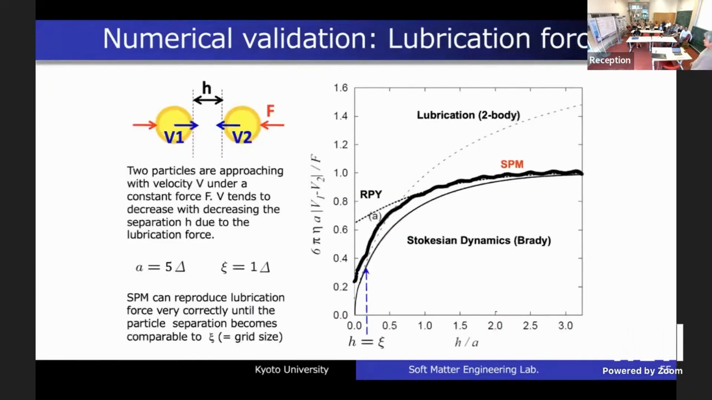And then this is the lubrication. Lubrication is a little bit harder for us to achieve good accuracy, as you can imagine. Because we have a diffuse interface, when the distance between two particle interfaces becomes comparable to the thickness of the diffuse interface, our method loses accuracy. That's a kind of rounding inaccuracy, I would say. But below this point, our method very correctly reproduces the lubrication force acting between two particles, or also for many particles.